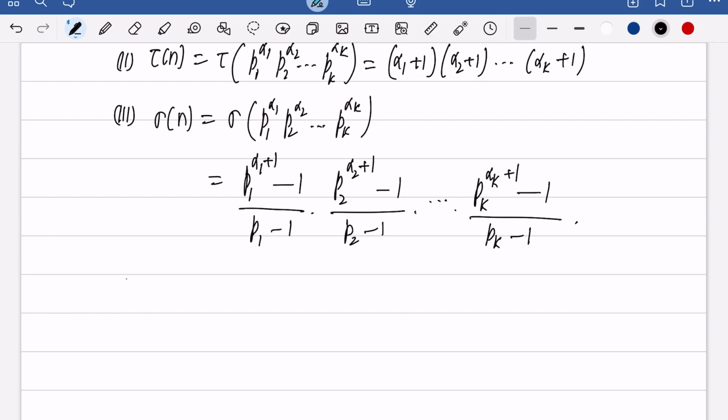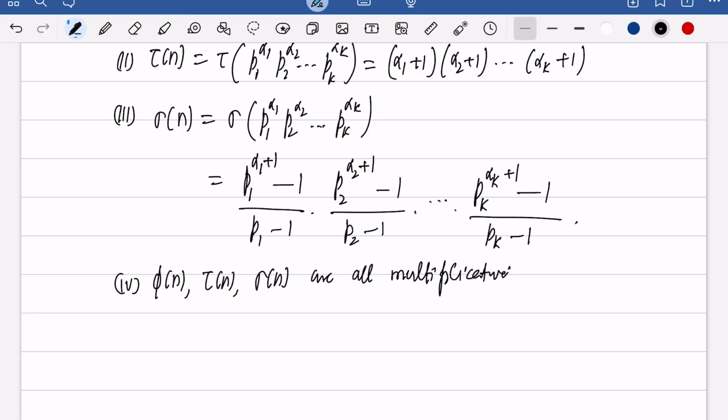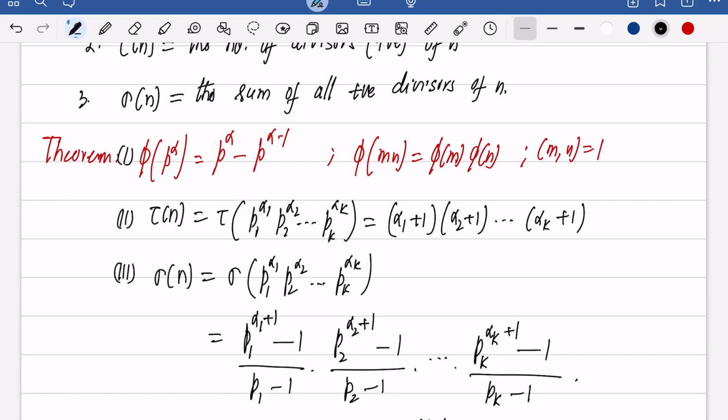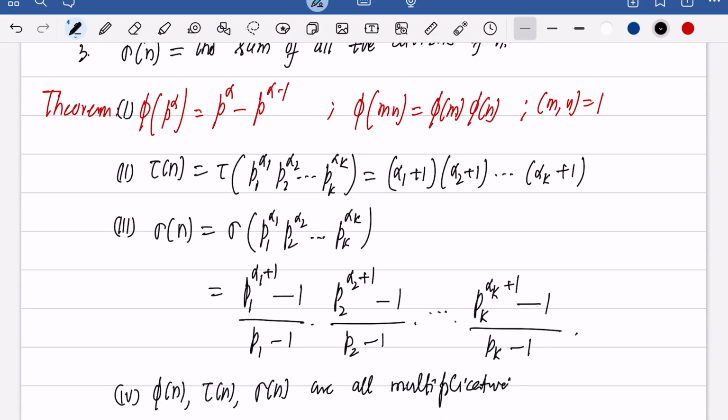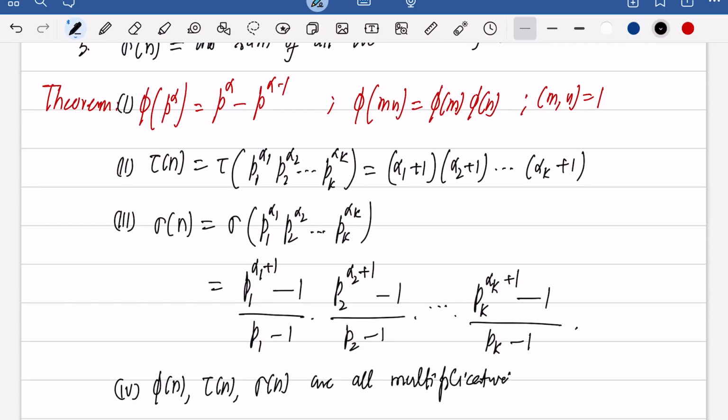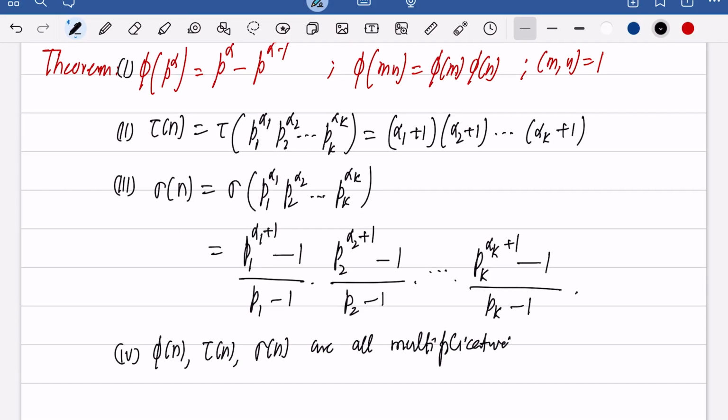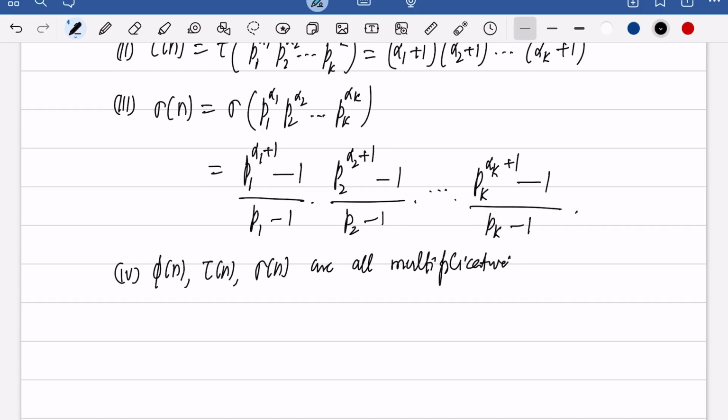And we mention one more thing, phi n, tau n and sigma n are all multiplicative functions. By multiplicative function we mean that phi of mn is phi m into phi n. Similarly tau of mn is tau m into tau n, provided m and n are relatively prime. And similarly sigma mn is sigma m into sigma n if m and n are relatively prime.